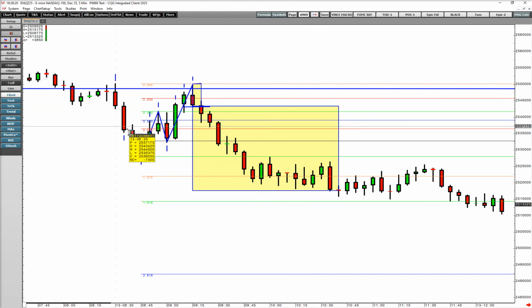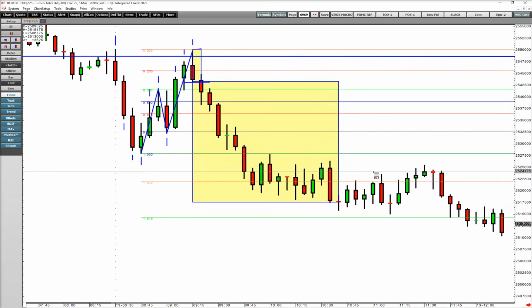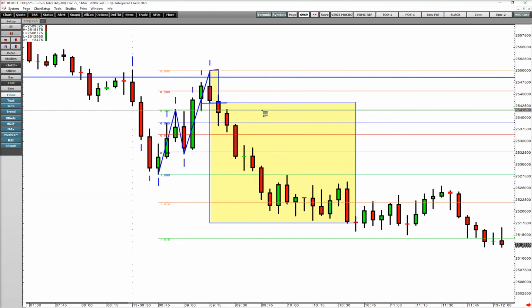And then, an hour later, if you were paying attention, you got this ABC on the 5-minute and you made 4 times your risk. So this is the type of trading we look at in our Discord.